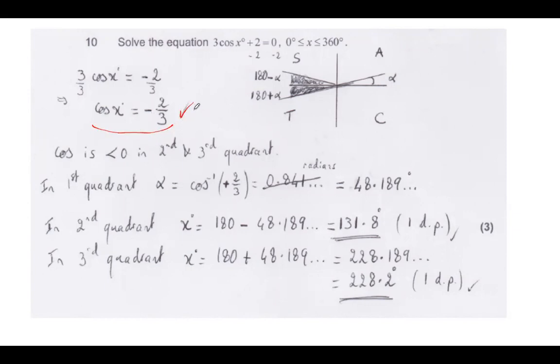Now, this is the bit where, how are we going to treat this? Cos is negative. That means my solutions are in this quadrant and in this quadrant. Remember here we've got 0, here we've got 90 degrees. Here we get to 180. Here it's going to be 270.